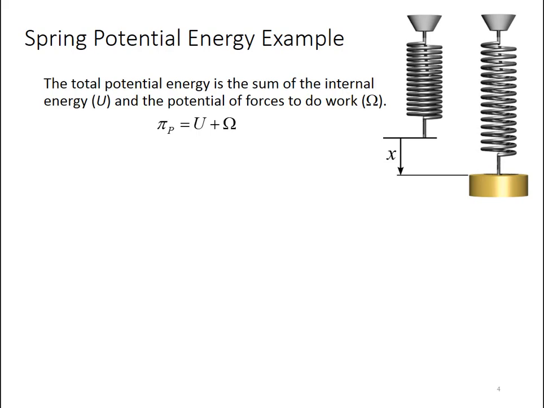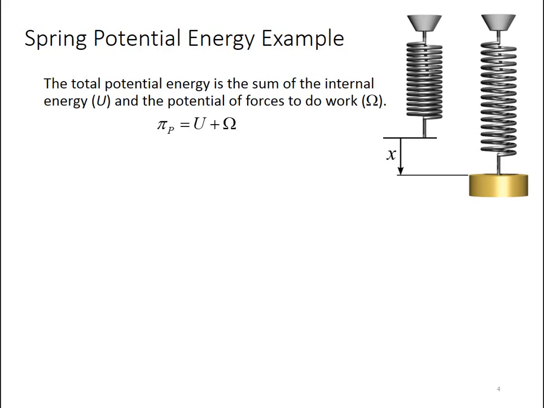So in this case, we want to use the spring potential energy in order to find that equilibrium position rather than doing balance of forces, the more typical approach. The total potential energy for any problem, not just a spring, but for any problem, is defined to be the sum of two factors. The internal energy stored within the system, we just designate that as U, and the potential of the forces external to the system to do work on the system.